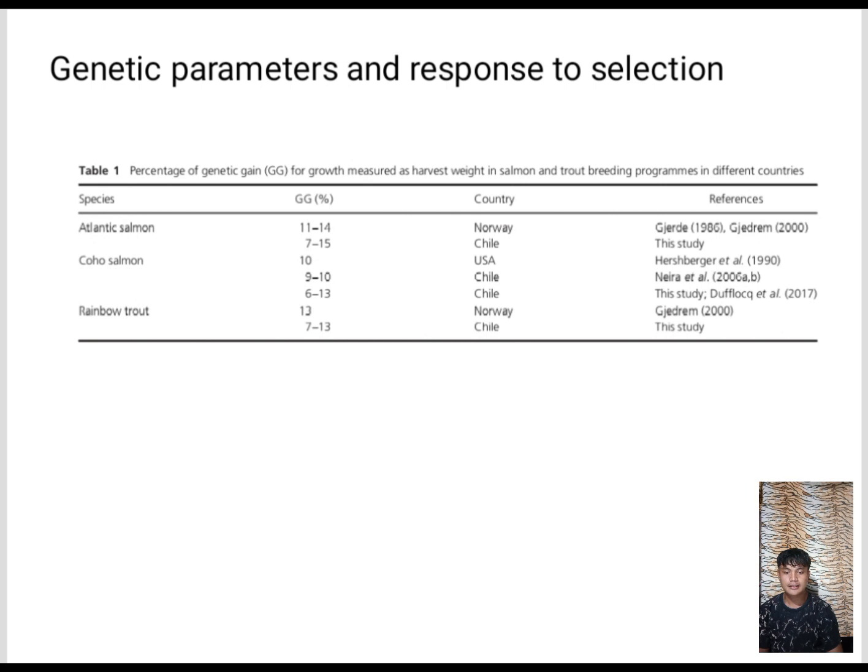To date, there is little information on the response to selection for carcass quality traits. For instance, selection response in fat content has been reported for rainbow trout harvested at pan size, 260 grams, through specific selection trials that created high and low fat lines after two generations of selection.